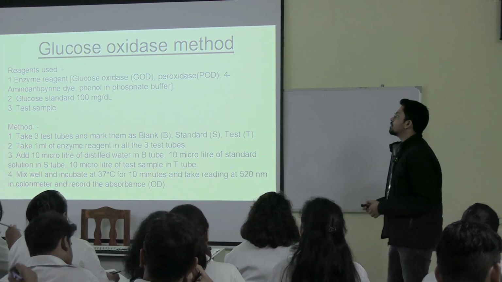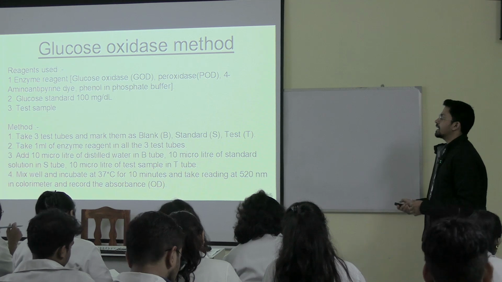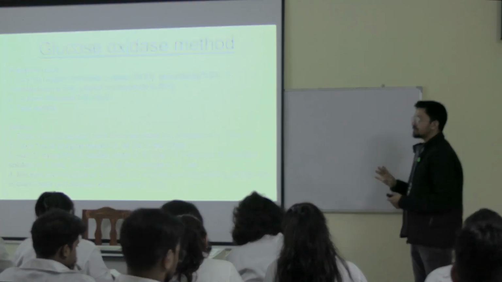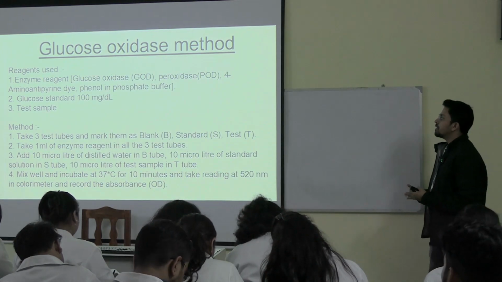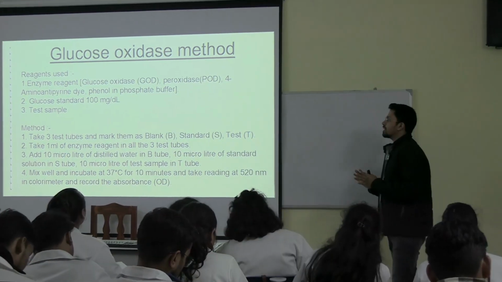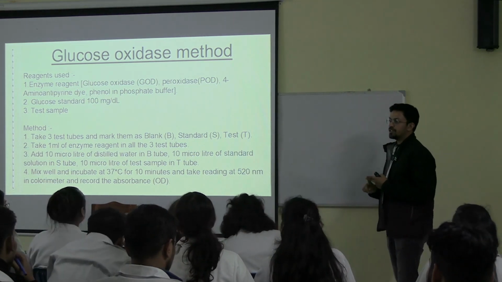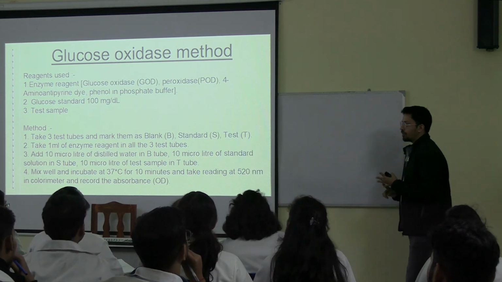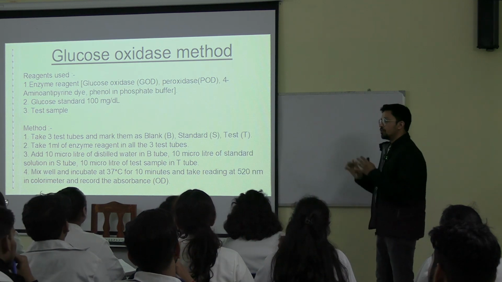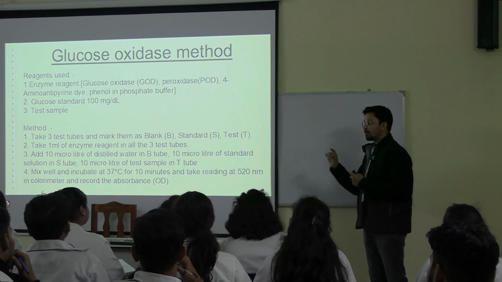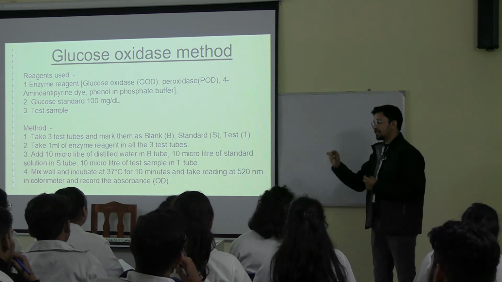Let's see. In the glucose oxidase method, what are the reagents we are using? First of all, the enzyme reagent. Enzyme reagent comprises four things: glucose oxidase, peroxidase, 4-amino antipyrin, and phenol in phosphate buffer. Then there is the glucose standard. Glucose standard means you know the concentration of the standard, how much glucose it contains. It contains 100 milligram per deciliter. That's a fixed amount that is given to you.